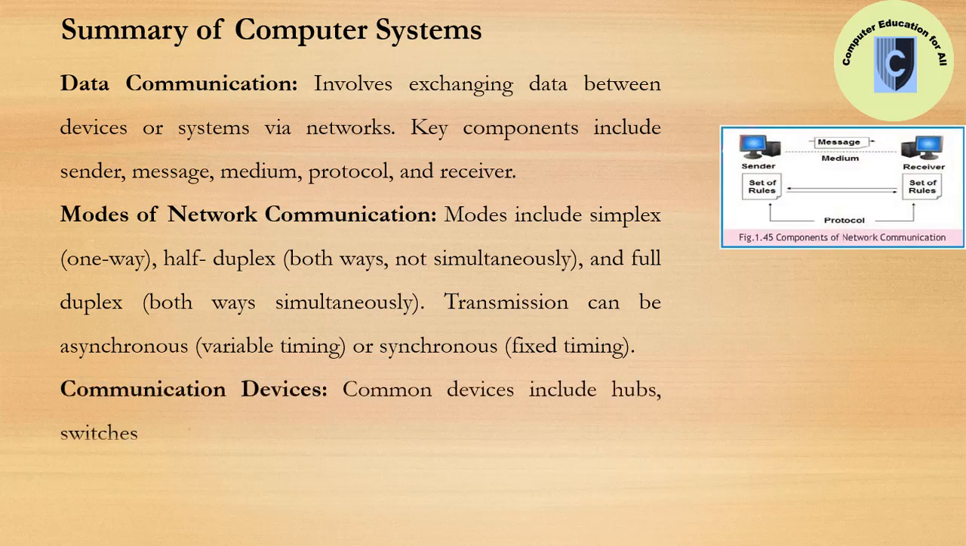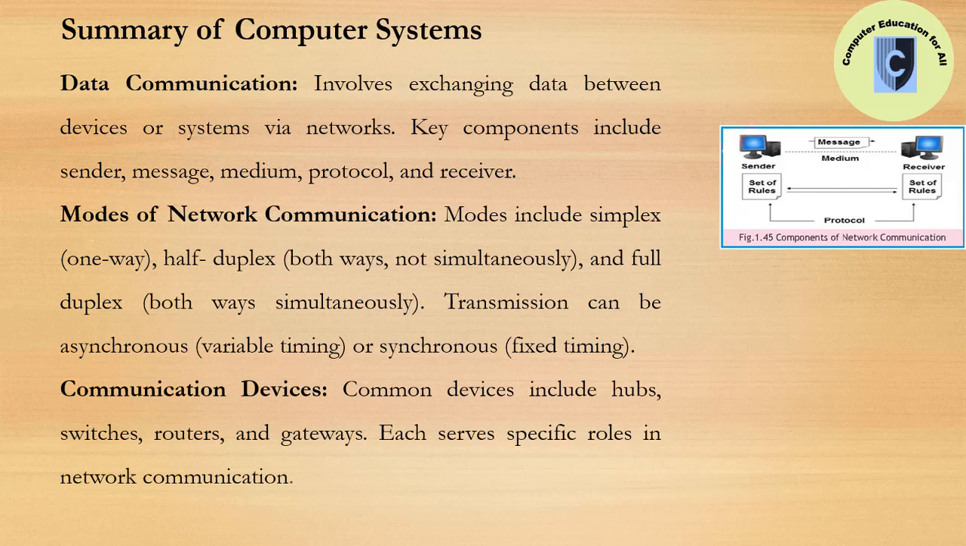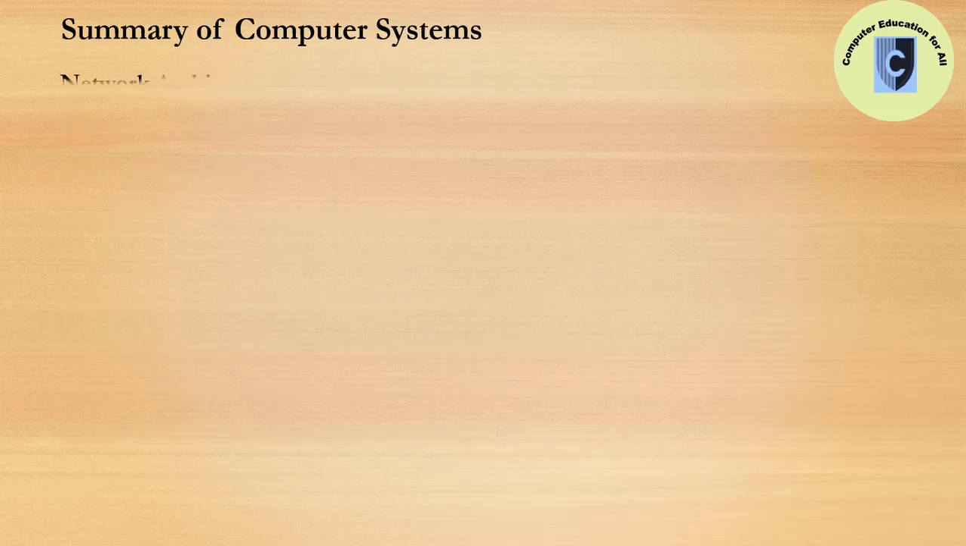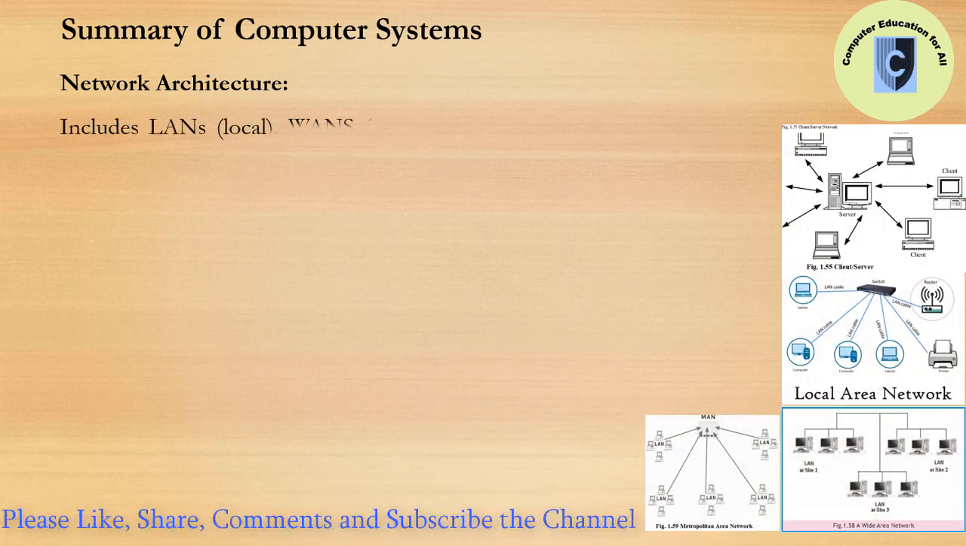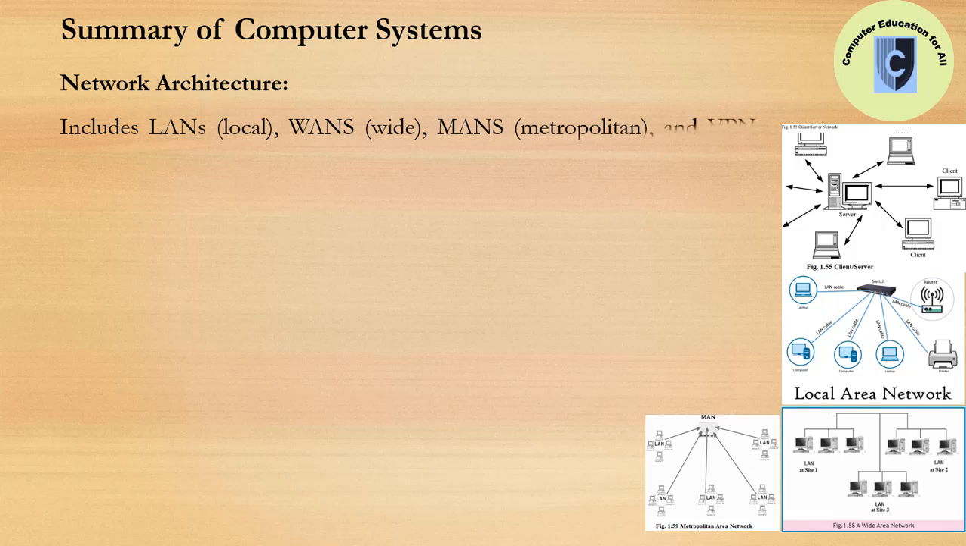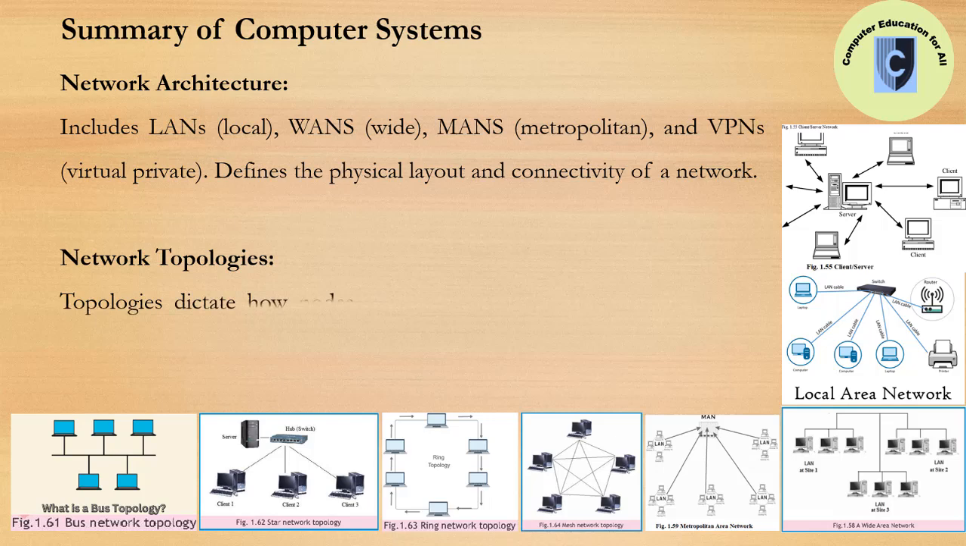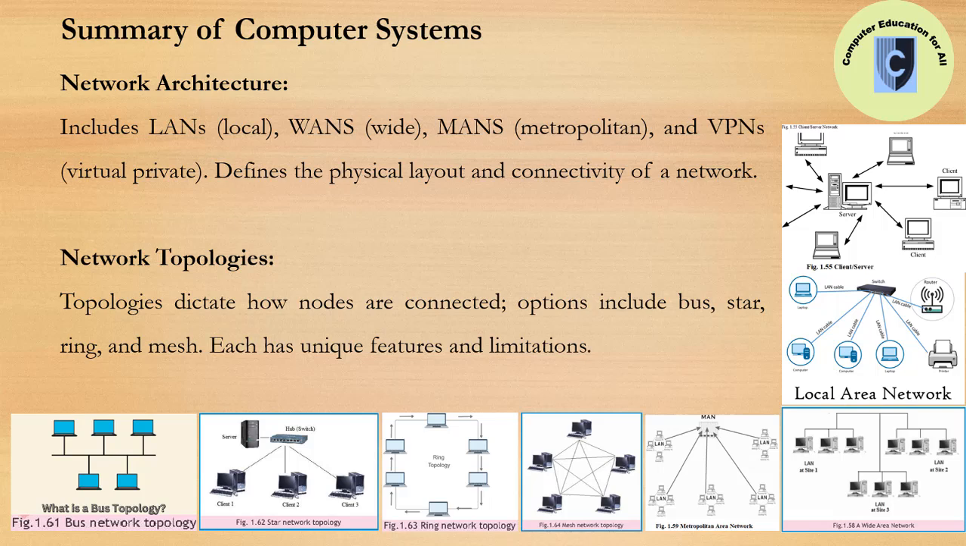Communication devices. Common devices include hubs, switches, routers, and gateways. Each serves specific roles in network communication. Network architecture includes LANs, local; WANs, wide; MANs, metropolitan; and VPANs, virtual private. It defines the physical layout and connectivity of a network. Network topologies. Topologies dictate how nodes are connected. Options include bus, star, ring, and mesh. Each has unique features and limitations.